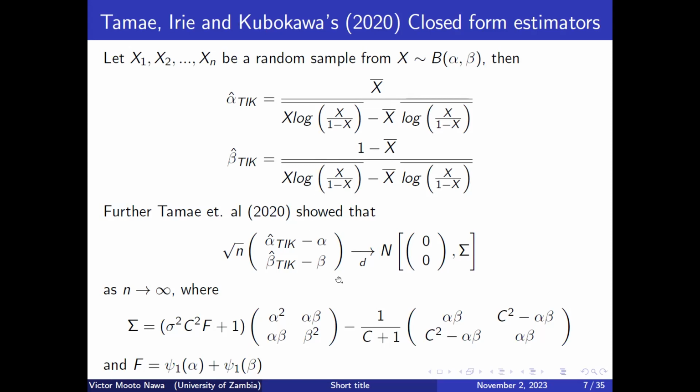And they also further showed that these estimators are asymptotically normally distributed with the covariance matrix sigma, which is given by this nice expression here. It's a function of alpha, beta, and f, and f here is a function of these trigamma functions.